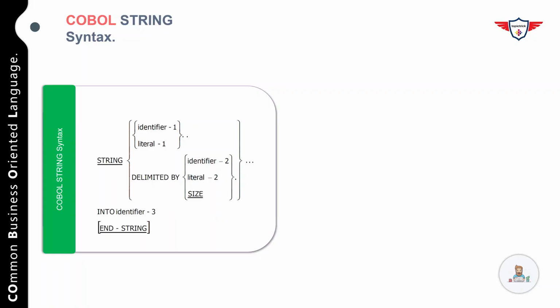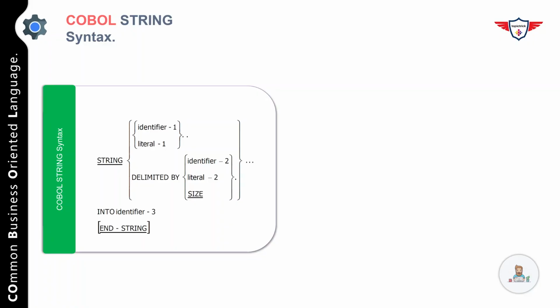So these are basically the source fields. After that you have DELIMITED BY. DELIMITED BY is a keyword, and thereafter you have identifier 2, literal, or SIZE. You can use either of them. The DELIMITED BY keyword is used to specify the point up to which the computer can transmit data from the source field to the destination field.